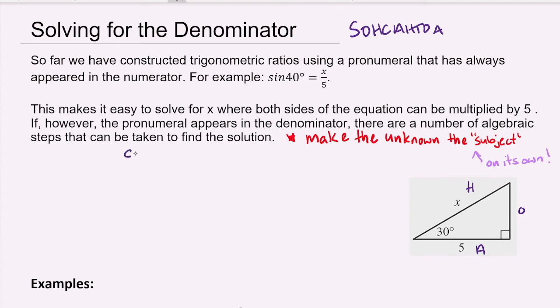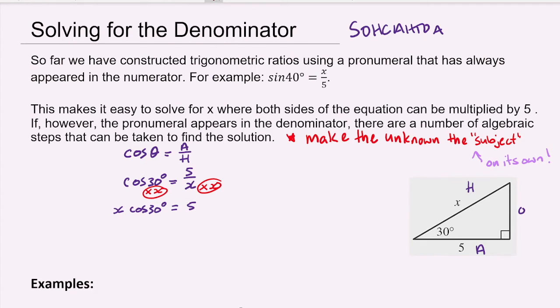So we start with our formula or our ratio. That way we know exactly where we need to put things. Use our angle of reference, 30 degrees, and then we have 5 over x. Now if we follow what we've been doing previously, we need to multiply by x. That gets us x cos 30 equals 5. But we don't have that unknown on its own yet. x isn't on its own yet, so we need to do another step.